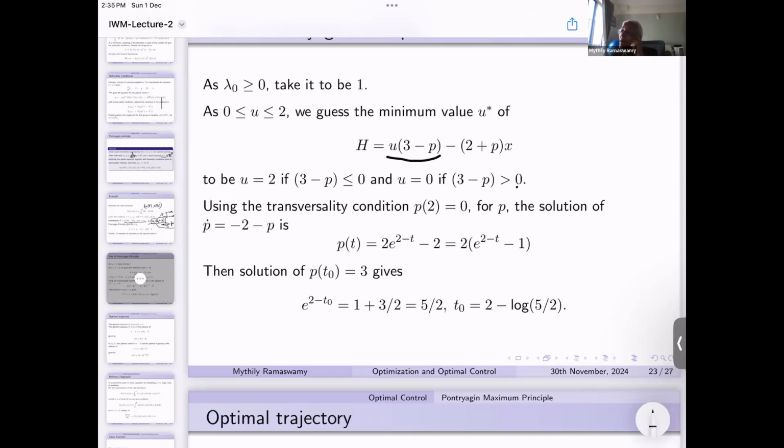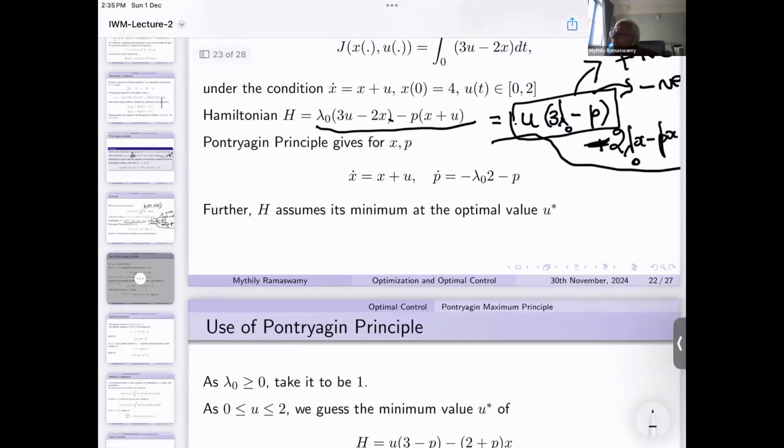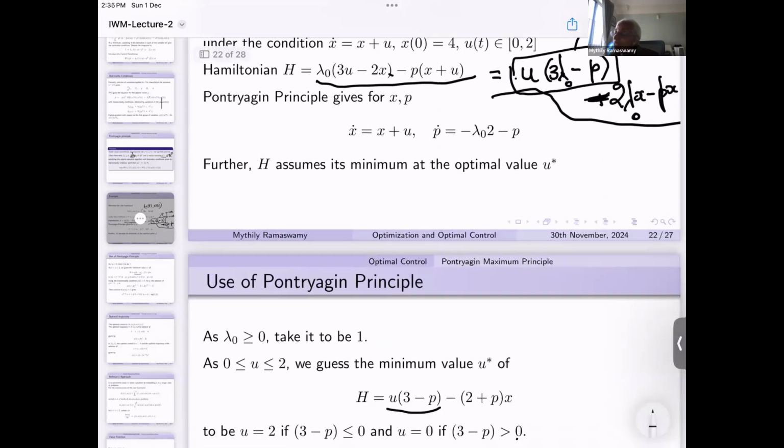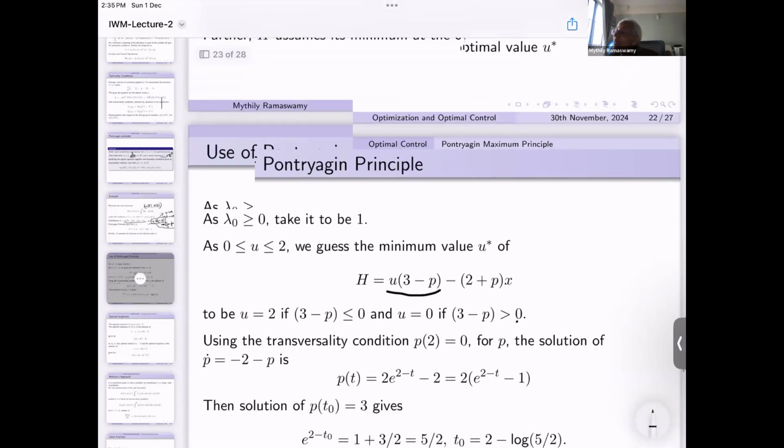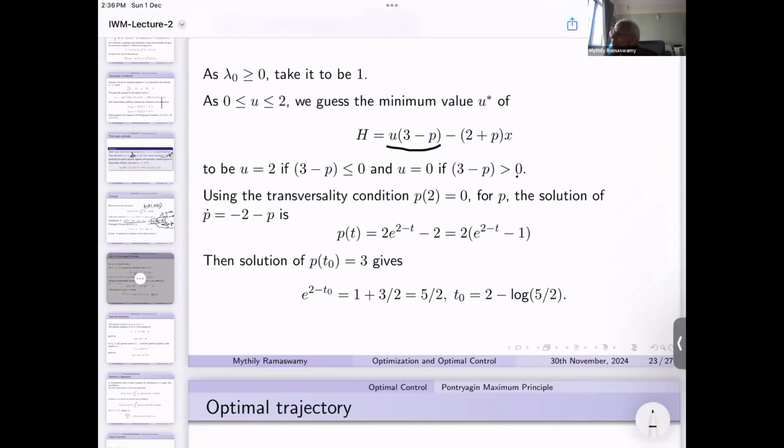In either case, I will have to solve the p dot equation with the transversality condition. Did I write that down? I think I forgot to write it down. The transversality condition, evaluated at the value 2, gives me p(2) is 0. If you integrate this ordinary differential equation with the terminal condition p(2) equal to 0, I end up with this solution. So I have found p(t).